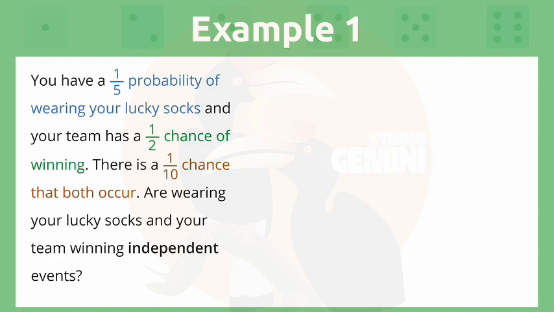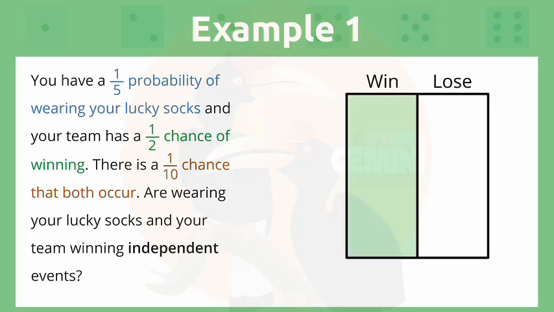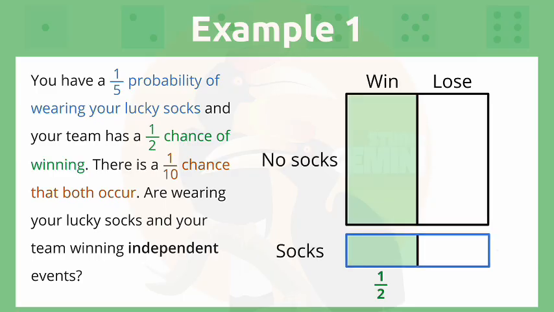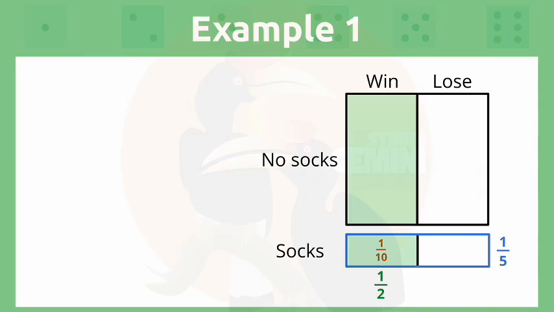Let's look at a diagram to help us think through what's going on. Your team won half of their games because the overall probability of winning was 1/2. Now let's split the games based on whether you wore your lucky socks or not. 1/5 of the games were with lucky socks, and 1/10 of the games were won while wearing your lucky socks. If the events are independent, your team should still win half of the games they play while you're wearing your socks. That's 1/2 of 1/5, or 1/2 times 1/5, which is 1/10. So the fraction of total games won while wearing your lucky socks would be 1/10. Since 1/10 matches the probability from the experiment of both events occurring, these events are independent.